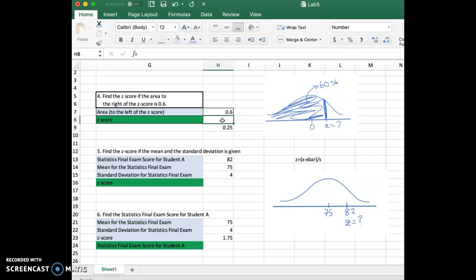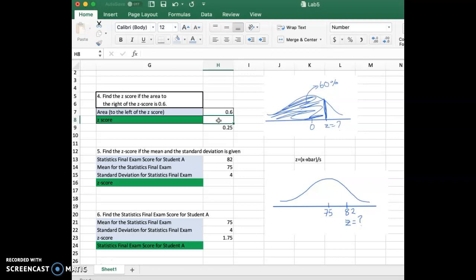But if we don't have the z-score table with us, and if we have only the Excel, how are we gonna find the z-score if the area is given as 60%? All we need to do is the inverse operation, which means now we have the area given and we want to find the z-score.